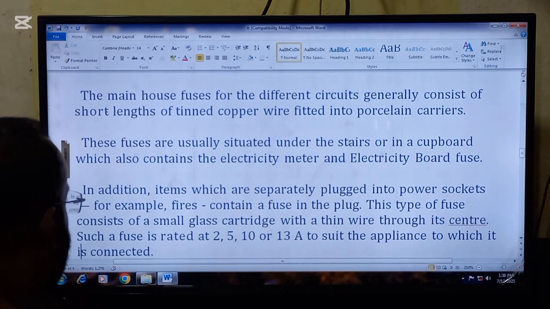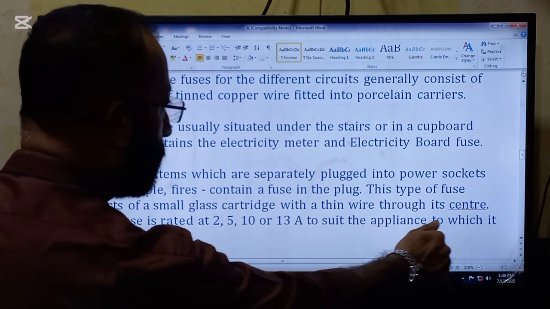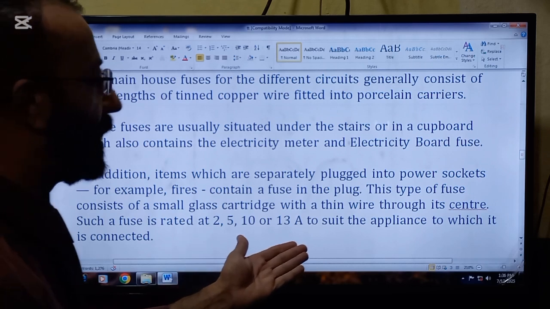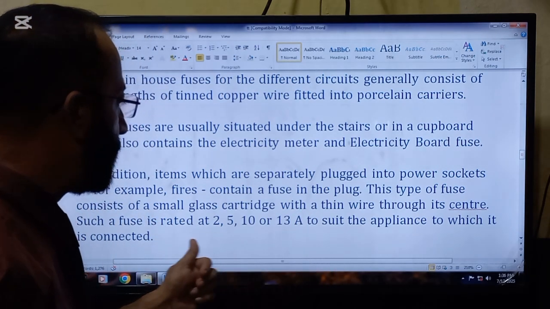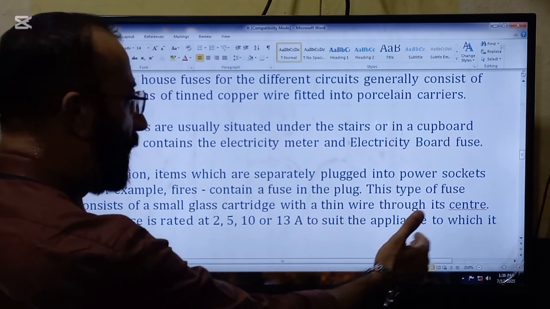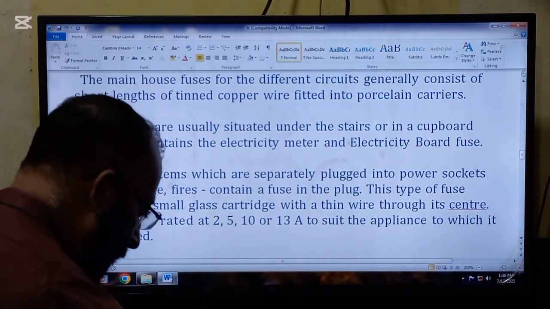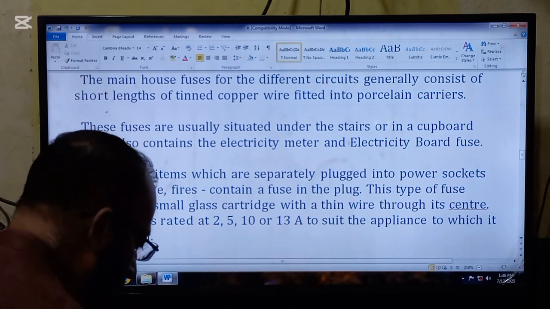This type of fuse consists of a small glass cartridge with a thin wire through its center. Such a fuse is rated at 2, 5, 10 or 13 ampere. So there are these types of fuse, and the rating is chosen to suit the appliance to which it is connected. These values will be used in the questions, so learn them: 2, 5, 10 or 13 ampere.